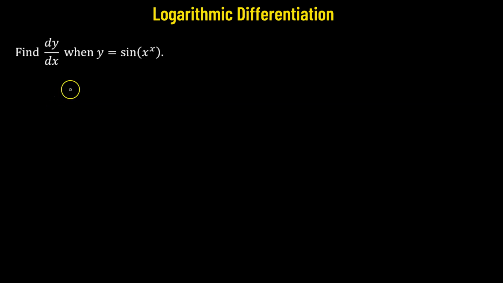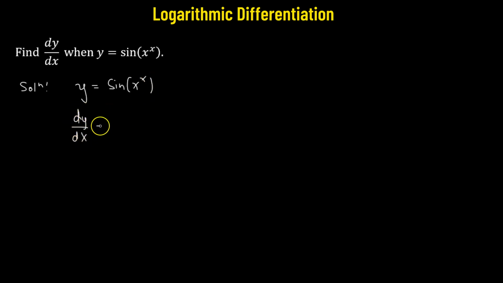So we need to find out the derivative of y with respect to x whenever y is given by sine of x raised to the power of x. So let's begin. We'll start off with whatever we're provided with. Here we have y given by sine of x raised to the power of x. We'll take the derivative on both sides with respect to x.